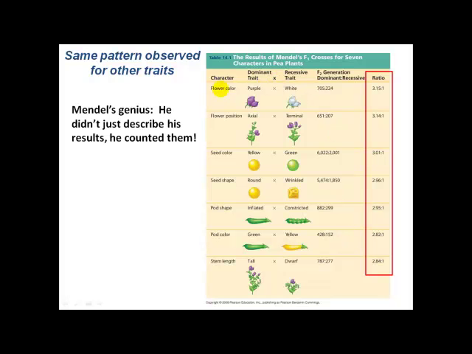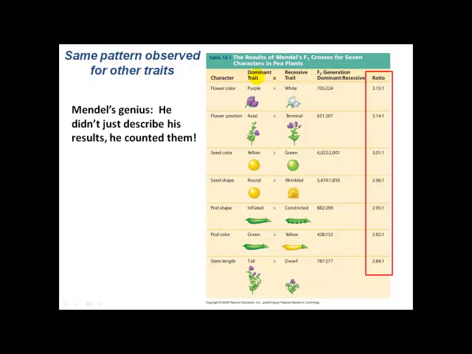So as I said, lots of different observable traits in pea plants: flower color, flower position on the stem, seed color, yellow versus green, seed shape, round versus wrinkled, pod shape, inflated versus constricted, pod color, green versus yellow, and stem length, tall versus dwarf. All of these are genetically determined traits in peas, and he did very carefully controlled experiments with each one of these traits using different true breeding strains.